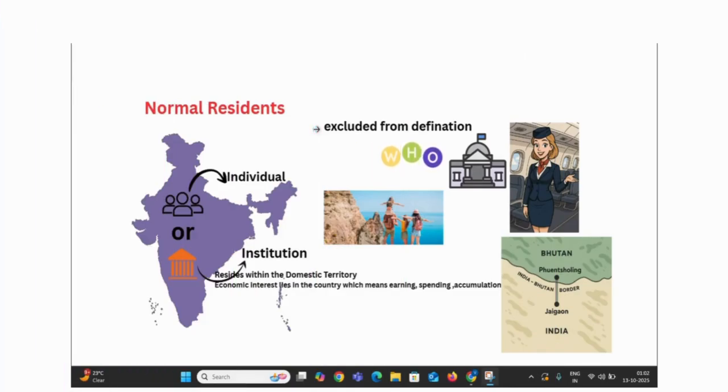Who are normal residents? An individual or institution that resides within domestic territory, for us that is India, whose economic interest lies in the country, which means they are earning within India, spending in India, and also accumulating or investing in India. Those are normal residents. If you remember the example, Mrs. Sharma and Dadu Sharma were normal residents, whereas Mr. Sharma was not a normal resident because he used to reside in Dubai for more than 1 year.